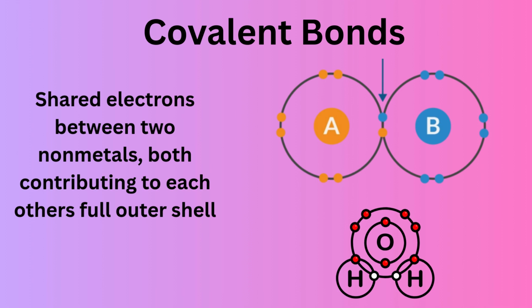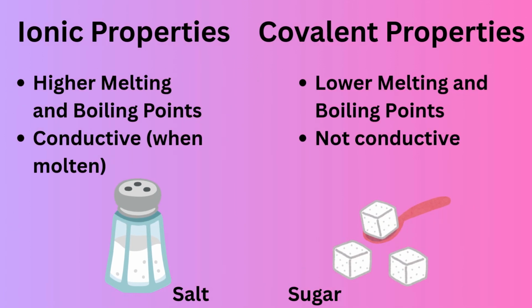They share electrons so they can both have a full outer shell. So instead of one taking and one giving, they're both contributing to a shared pool of electrons, like water, H2O, or carbon dioxide, CO2. Those are covalently bonded. Yep, those are good examples. And the way atoms are bonded really affects the properties of the substance.